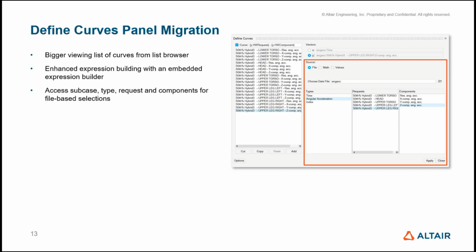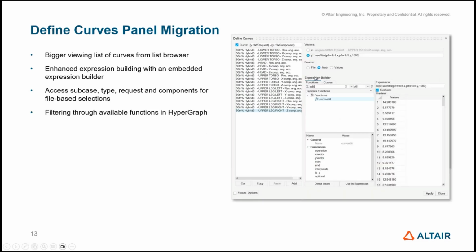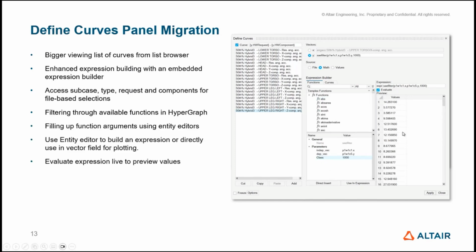Now, first, we have an enhanced file selection panel. We'll go through it while we go through the demo as well. But like you can see, you can now select type request component exactly like how you usually do it by using build plots dialog. Then it also comes with a new expression builder, like I mentioned. It has a search functionality for the functions list. It has a way to select curves directly. It has a way to evaluate values live while we are going through some formula building or expression building. Then it has an entity editor as well to fill up your parameters and finally put them directly into your vector definition, or try it in an expression before you decide to use it in a vector calculation.